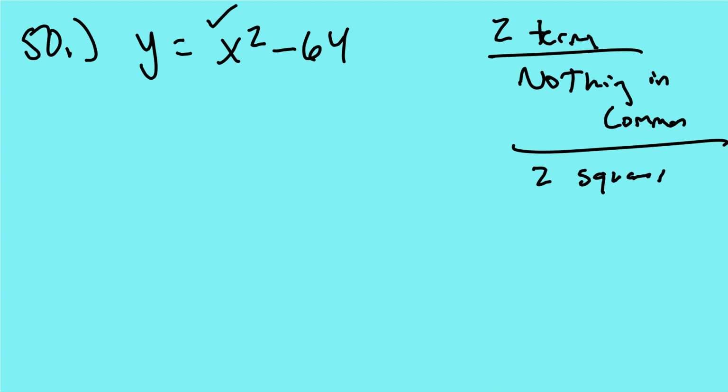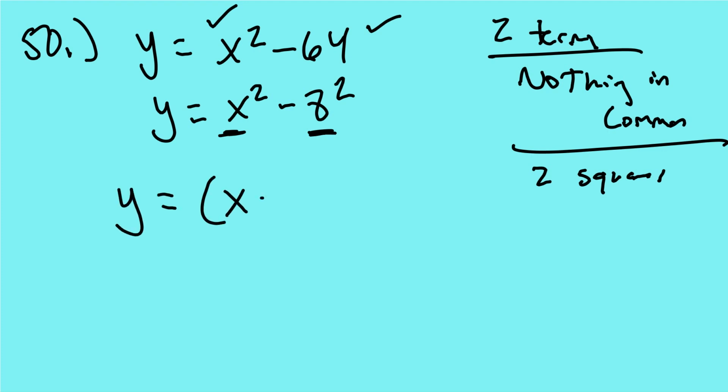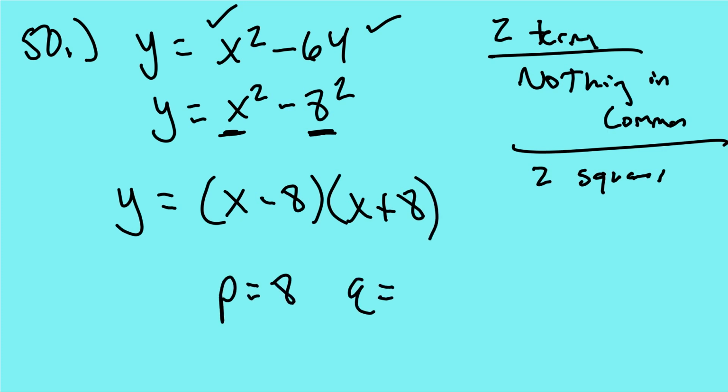X squared is a perfect square. 64 is a perfect square. So I'm going to rewrite it as y equals x squared minus 8 squared. There's my bases. So I'm going to finish this out as x minus 8, x plus 8, which means my P is positive 8, and my Q is negative 8. If you want to put A in there as 1, you totally can. And that's it for 50.